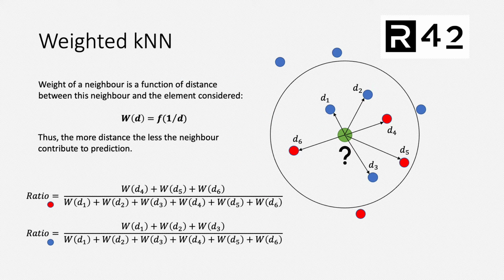Weighted kNN considers the impact of a particular neighbor on the final prediction. Each neighbor is assigned a weight. Weight is a function of distance, so that the greater the distance, the less the weight. And then the ratios are calculated for each class, and the final prediction is made based on the ratios. The class with the highest ratio is picked for the new element.